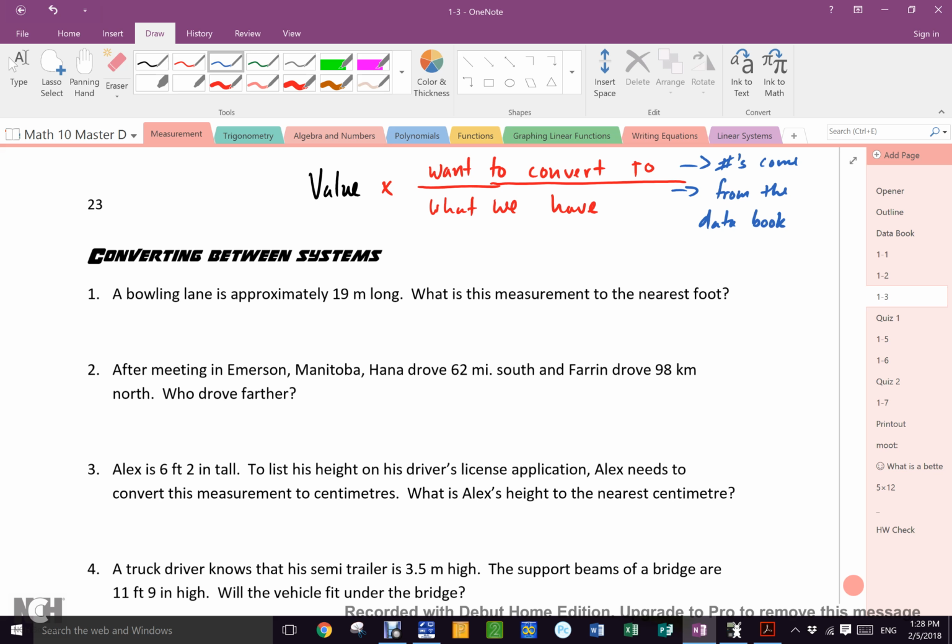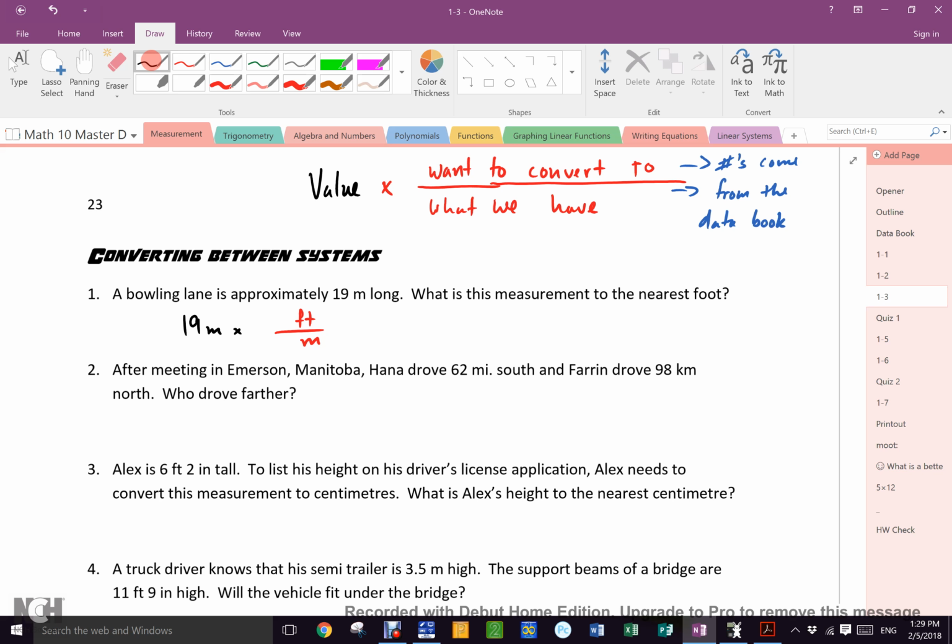All right, let's do some math, shall we? Nothing changes. So here in this first one, my bowling alley is 19 meters long. I want that in feet. I have the value that I have to start with, 19 meters, and I multiply it by what I want to convert to. I want feet. I have meters. Where do I get the numbers? I get them from my sheet.